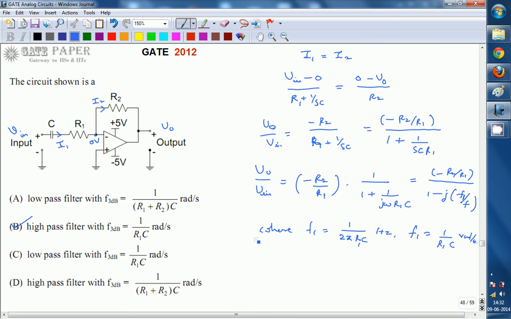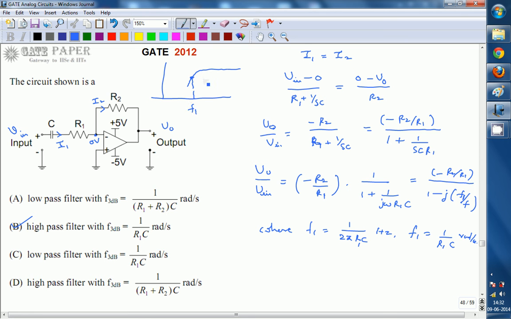A high pass filter implies nothing but a filter which has to pass only high frequencies from a certain lower frequency. There is a cutoff frequency; below that all will be treated as lower frequencies and above that all will be treated as high frequencies. That cutoff frequency is nothing but f1. The transfer function of a high pass filter looks like this. This is the 3 dB frequency, which is nothing but f1.